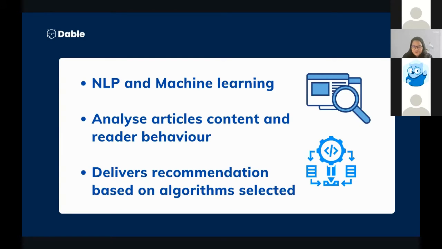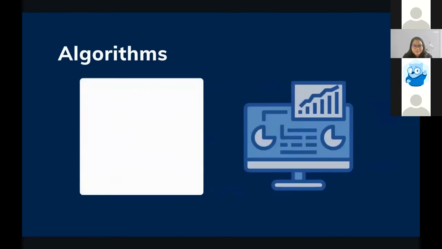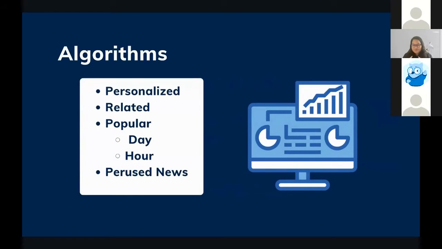So through our superior NLP and machine learning, we analyze content, we analyze articles and readers' behavior, and deliver recommendation based on algorithms selected. So here at Dable, we have more than 13 different proprietary algorithms for publishers to choose from. I won't bore you with all 13. I've selected a couple to walk you through to know the strengths of our algorithms.